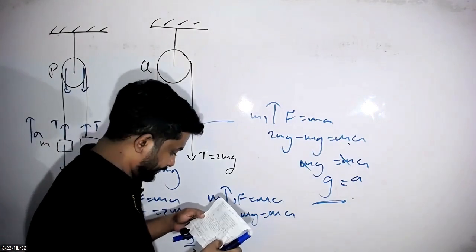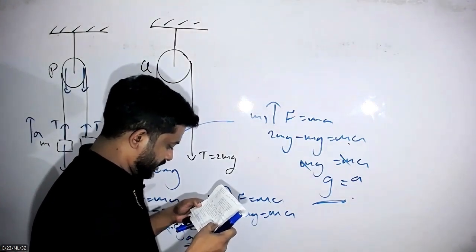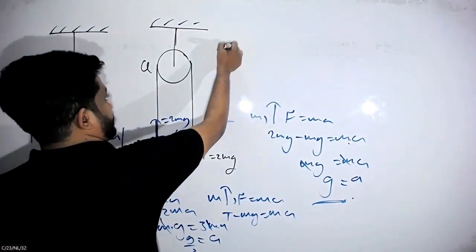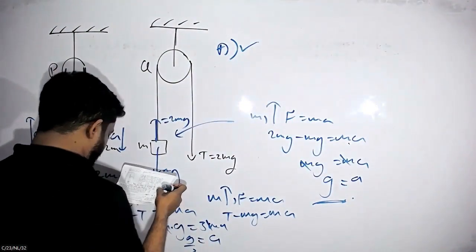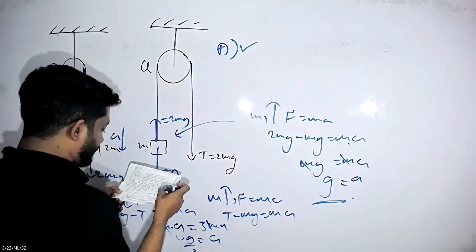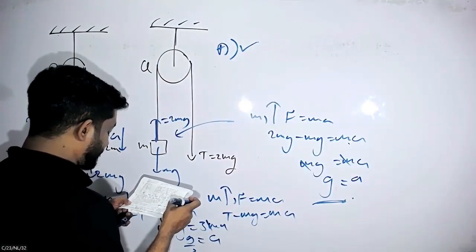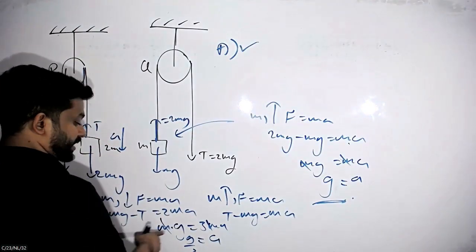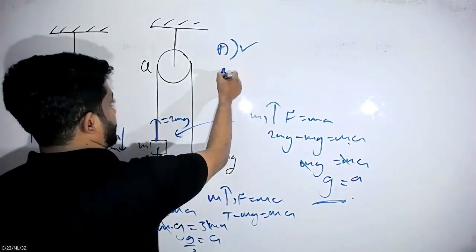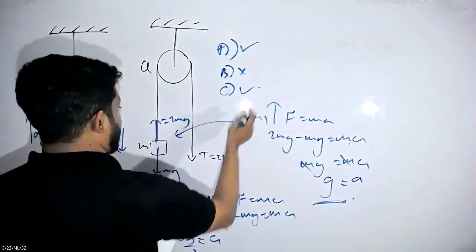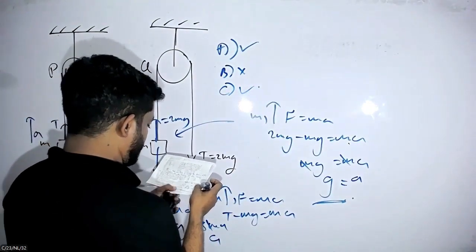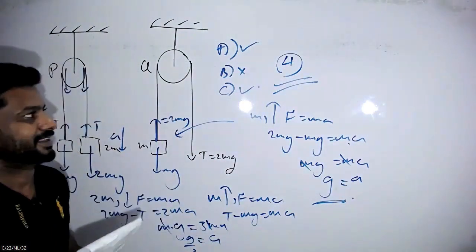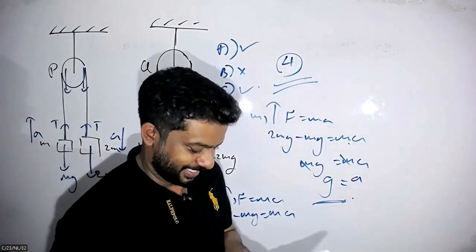Let's see the answer. A: acceleration of P is g over 3, correct. B: acceleration of P is equal to that of Q, wrong. C: acceleration of Q is twice that of P, g over 3 for P and g for Q. B is wrong, C is correct. A and C are correct. The fourth one is the answer. Right? Let's see the answer for the next question.